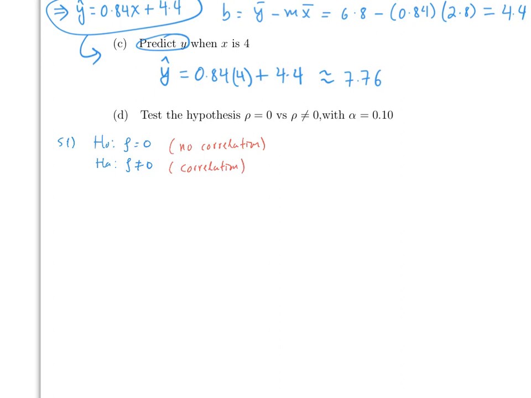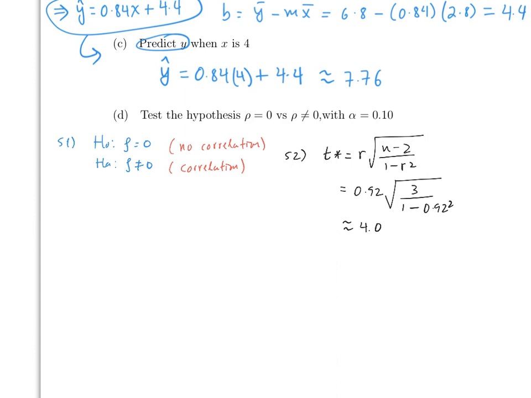Okay, so for step 2, define t star, which is r times the square root of n minus 2 over 1 minus r squared. We already found r in part A, so this will be 0.92 times the square root of 3 over 1 minus 0.92 squared. This is around 4.06, or you can just round it to 4.1.